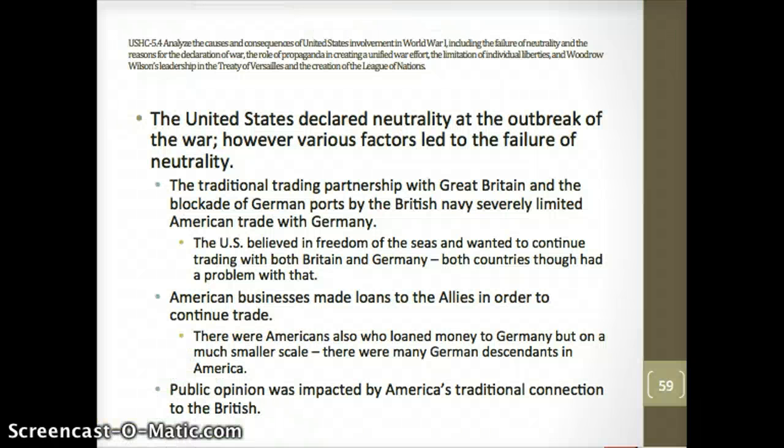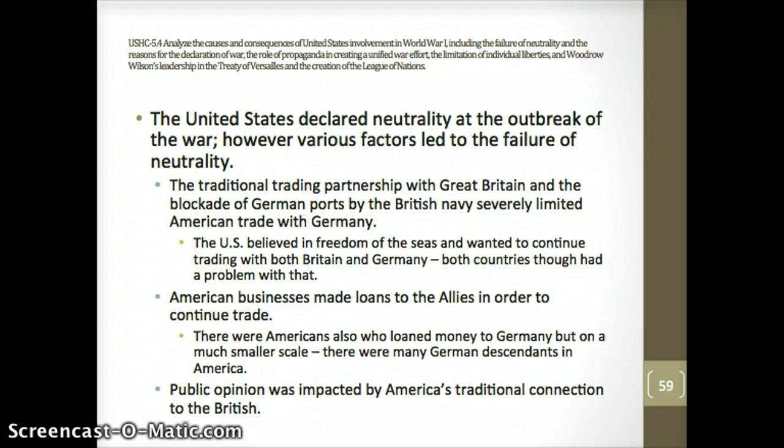At the beginning of the war, though, the United States is going to declare neutrality, and that means that they're not going to get involved in the war at all. However, there are going to be many reasons why the U.S. eventually gets involved. The biggest reason is going to have to do with trade. Remember, we're coming off of the Industrial Revolution, and we're trying to sell our goods. And so as Europe's at war, they need to buy goods from somewhere, and we want to supply them with those goods. And so we try to supply both Britain and Germany with goods because we want to make as much money as possible.